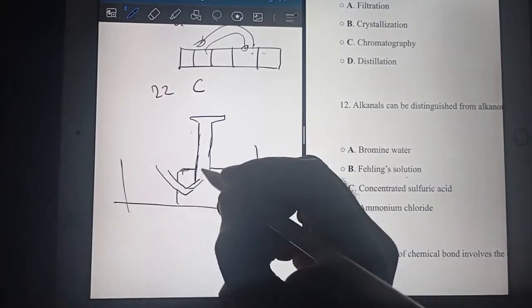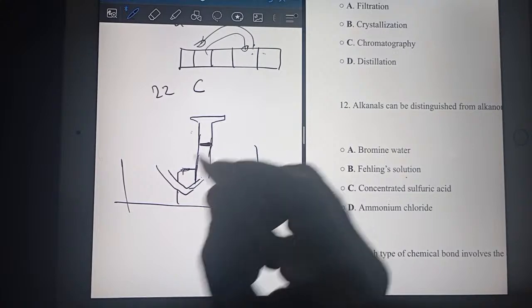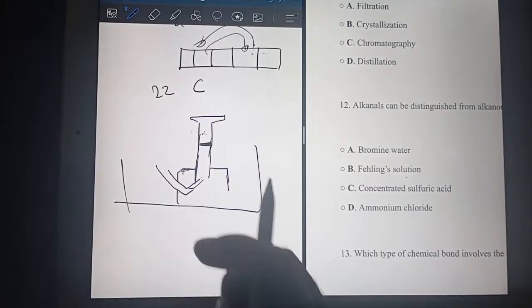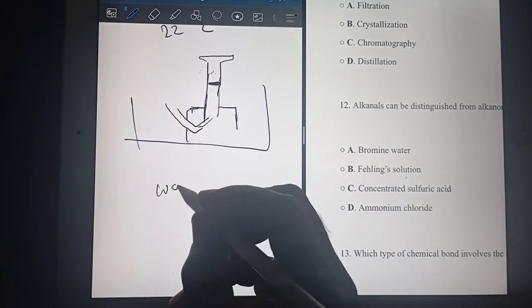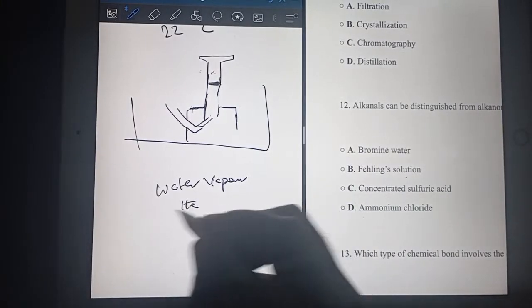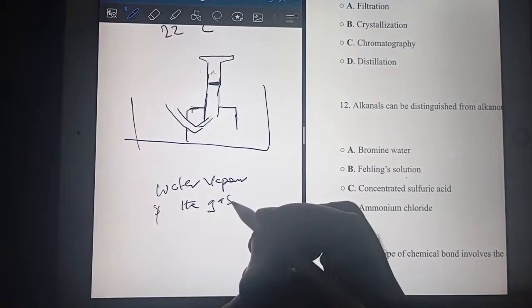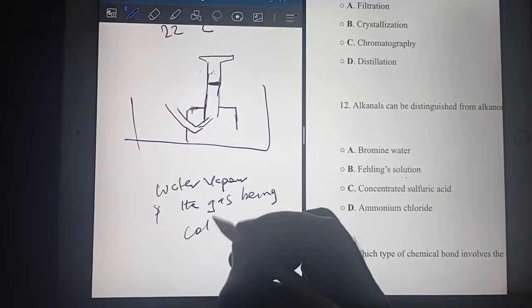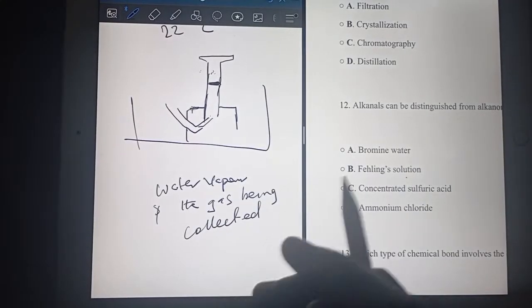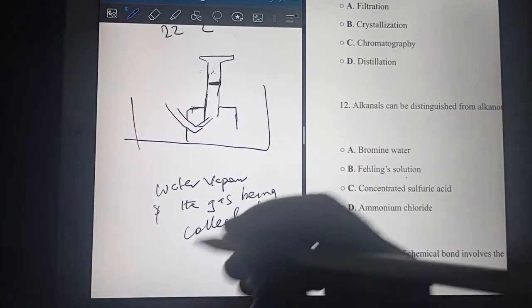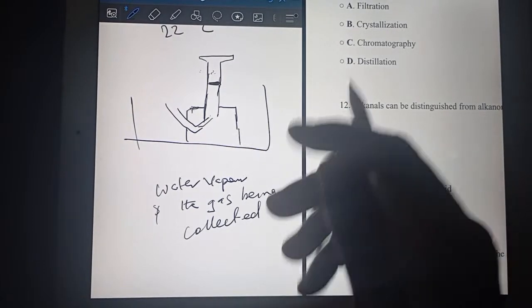Now, if you are collecting this gas over water, it implies that water vapor also comes alongside with that gas. So we have a mixture of two gases now, water vapor and the gas being collected over water. Most gases collected over water don't react with water. If they react with water, you cannot collect them over water. If it is soluble in water, you don't collect it over water.